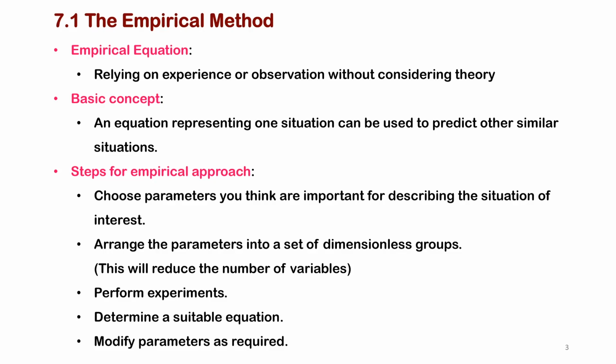So in general, when you are trying to set up an empirical equation, what you need to do is basically determine certain variables or parameters that are important for the problem. And then you vary these parameters and observe the outcome. And you obtain correlations through regression analysis, and you obtain some equations based on input and output.